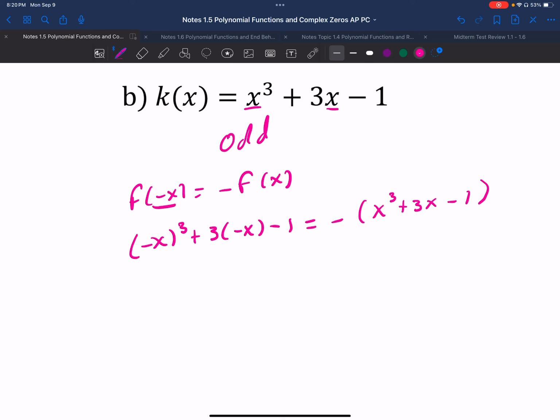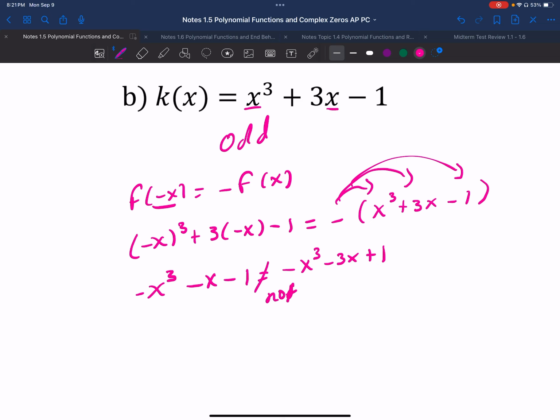On the left side, when I simplify negative x cubed, the negative does stay because it's an odd number. And then 3 times negative x will give me negative x, and then the minus 1, just bring it down. I'm going to distribute this negative to all three numbers, so negative x cubed minus 3x plus 1. I notice that they are not the same, so I'm going to say it's not odd, and then I can check for even. So again, f of negative x equals f of x, or my original function.